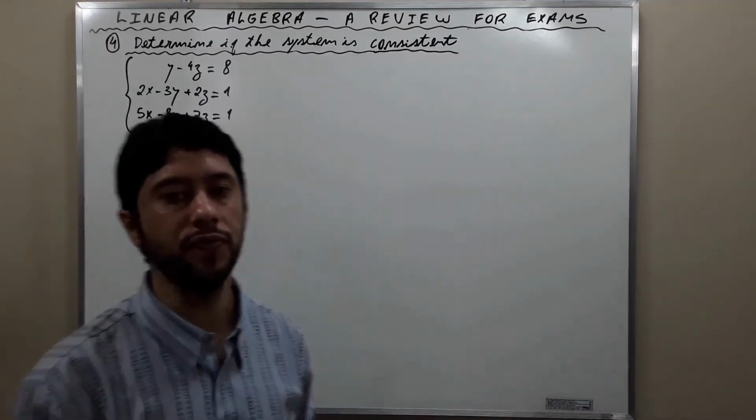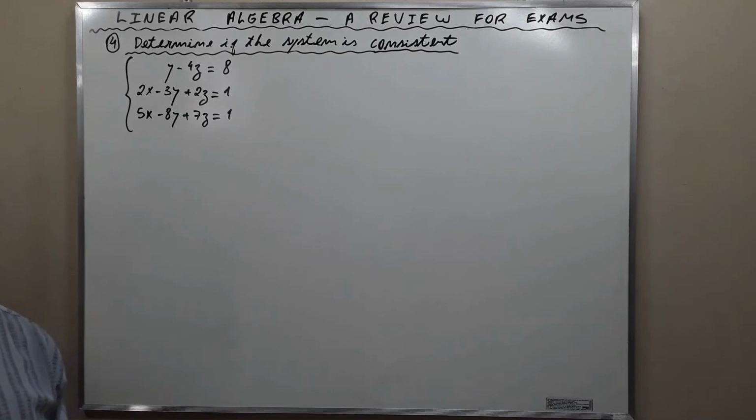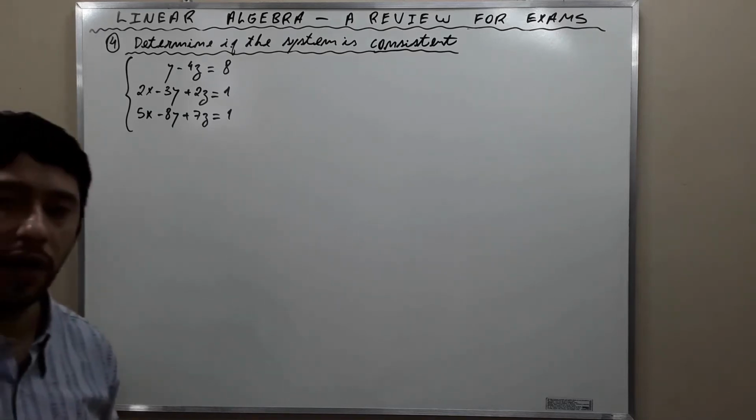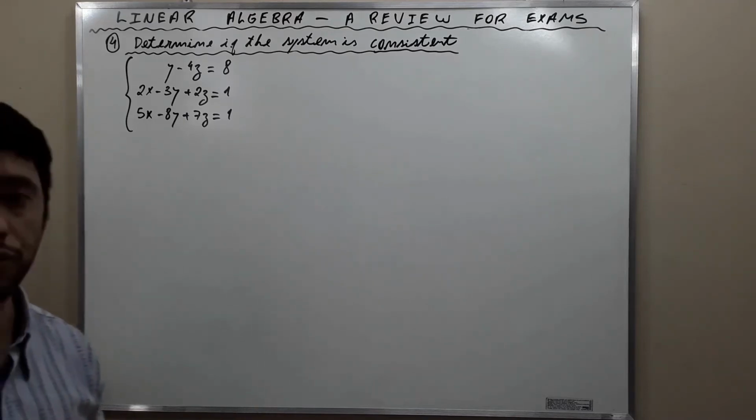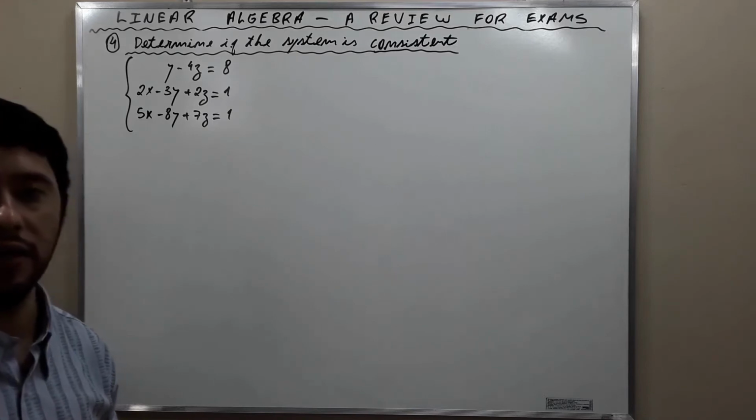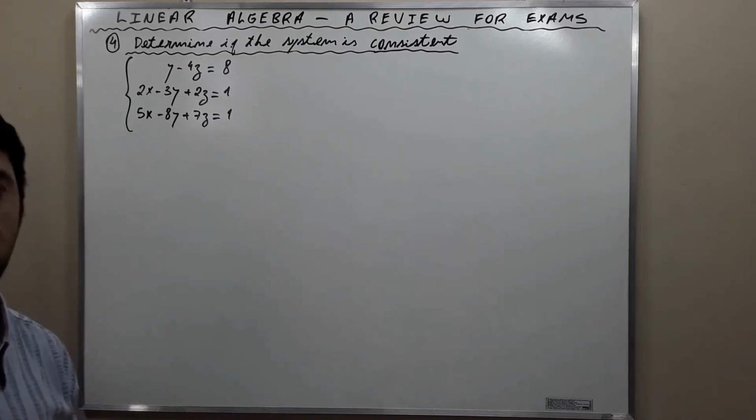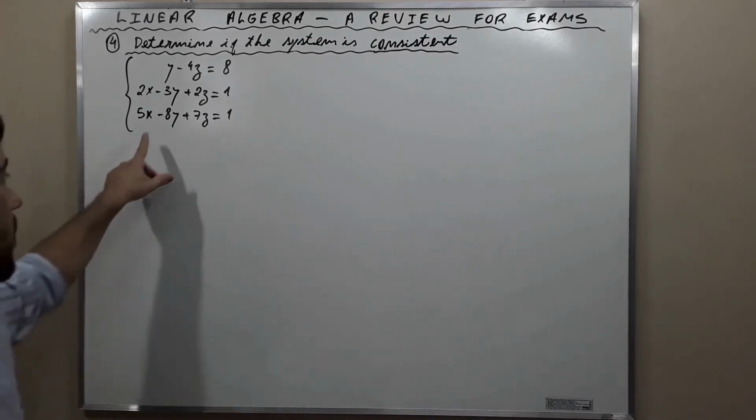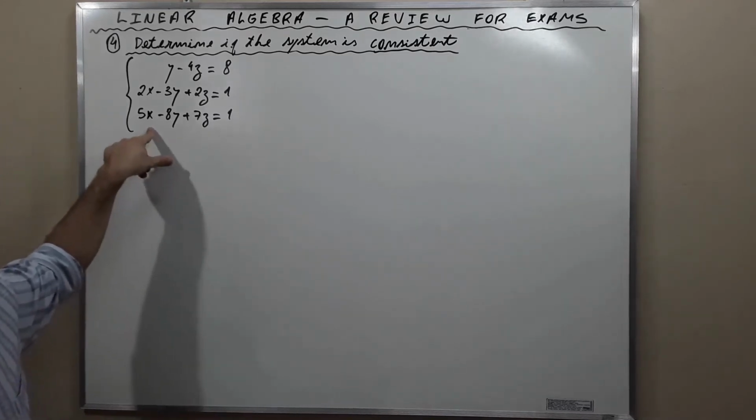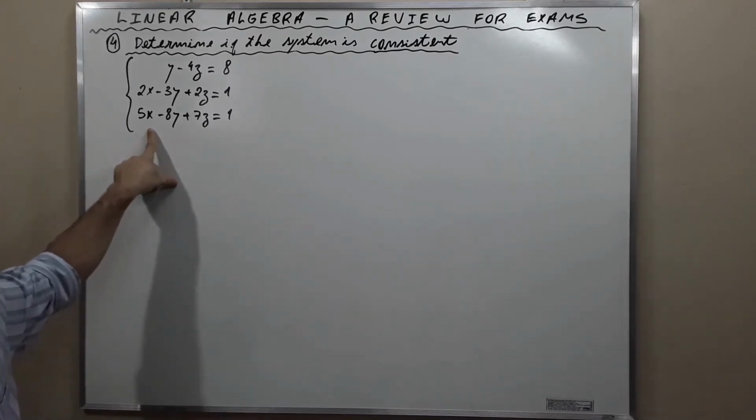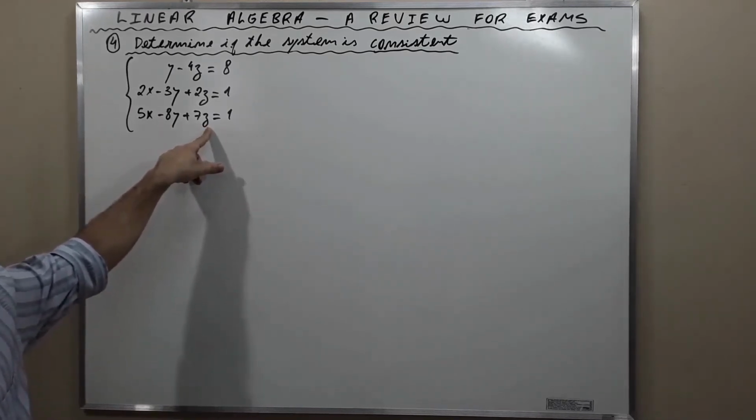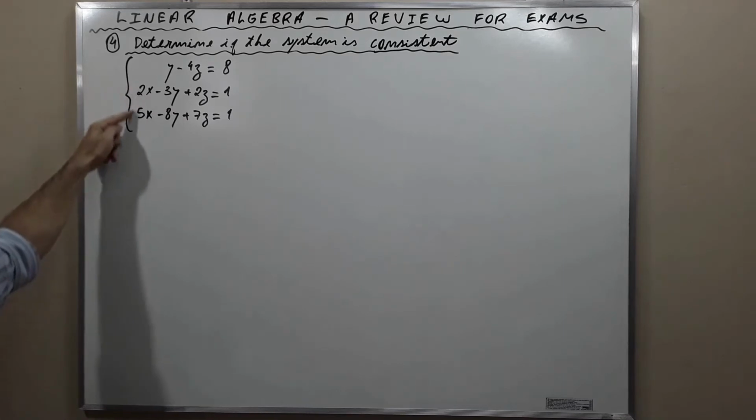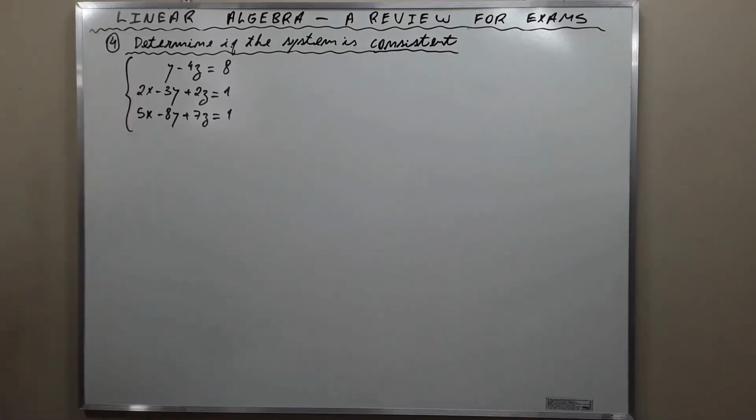Topic number 4, determine if the system is consistent. And what does it mean for a system to be consistent? A consistent system has at least one solution. What does it mean? It means that there is at least one triplet of values x, y, and z that satisfies simultaneously these 3 equations, okay?